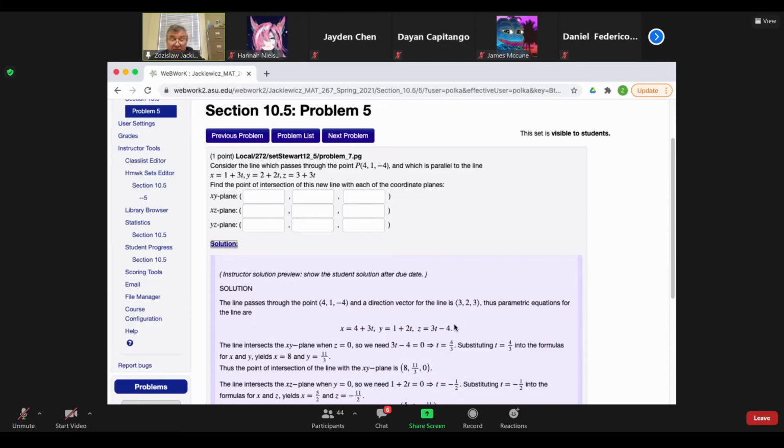And now those intersections. To find the intersection with the xy plane, z must be equal to 0. To find the intersection with the xz plane, y must be 0. And to find the intersection with the yz plane, x must be 0. So let's look at the first one. XY plane, so z must be 0. If z is 0, as you see here, t will be 4 over 3. And if you substitute it here and here, you can compute x and y. So that's how you solve it.